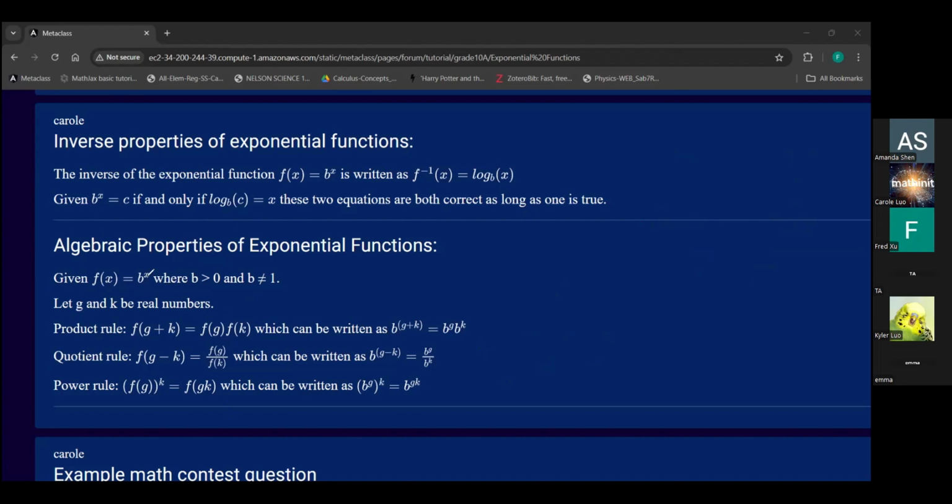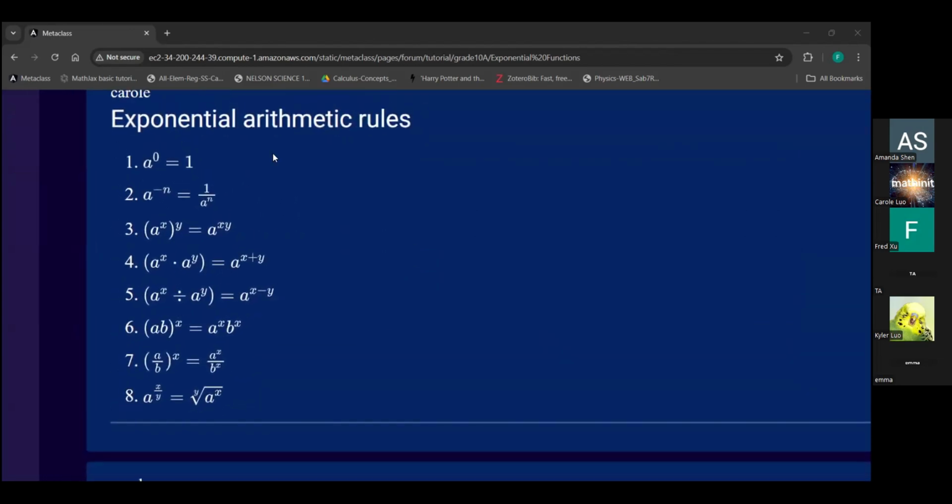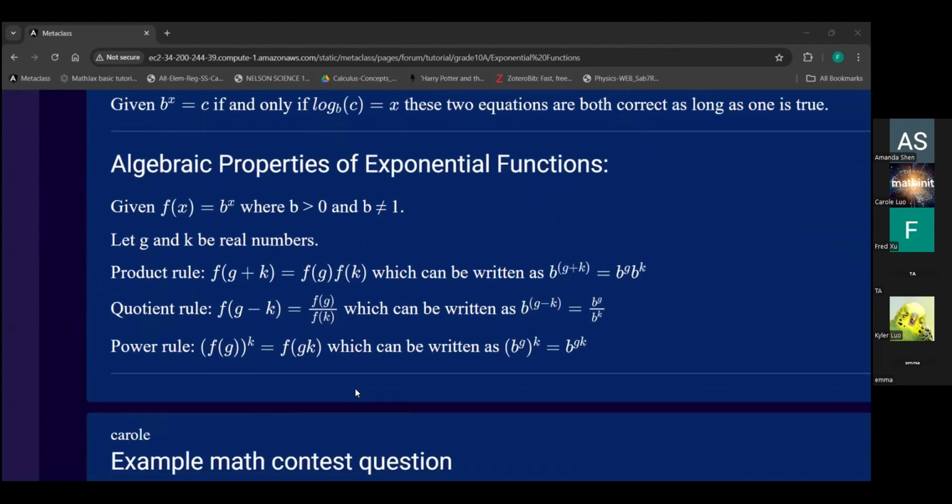All right. Now we have algebraic properties of exponential functions. All these rules look strange, but you must remember these rules, these exponential arithmetic rules. Following this is how you get your algebraic properties of exponential functions.